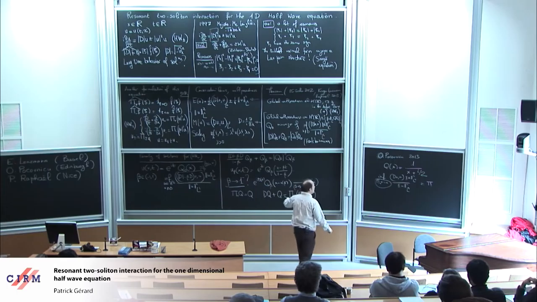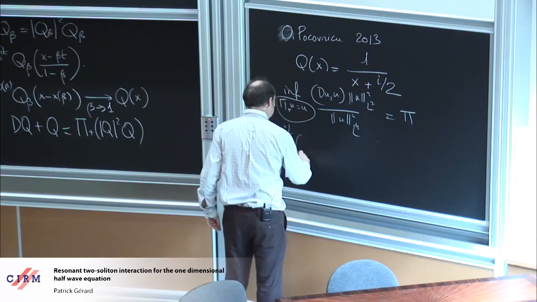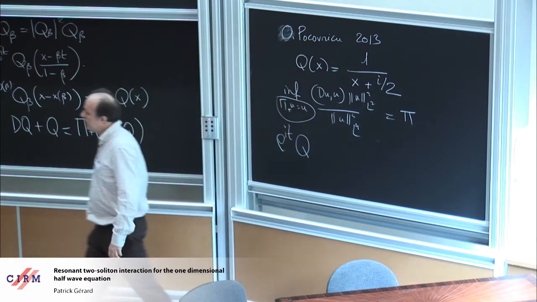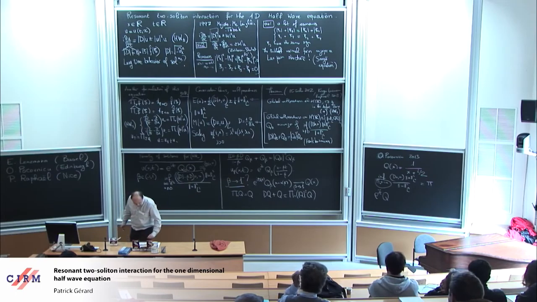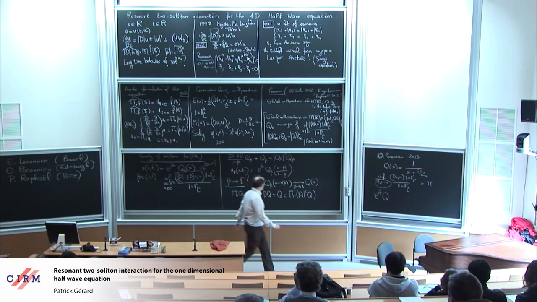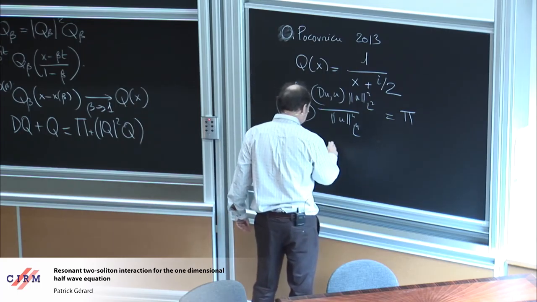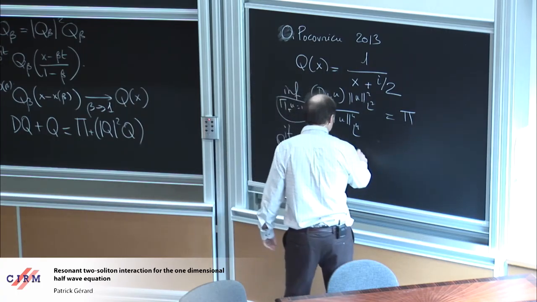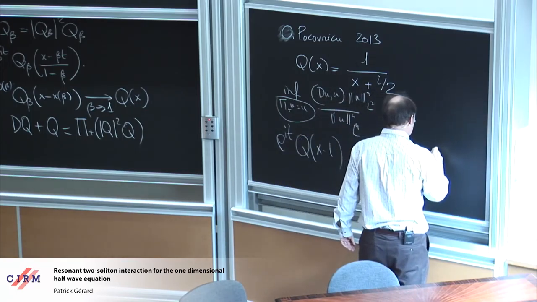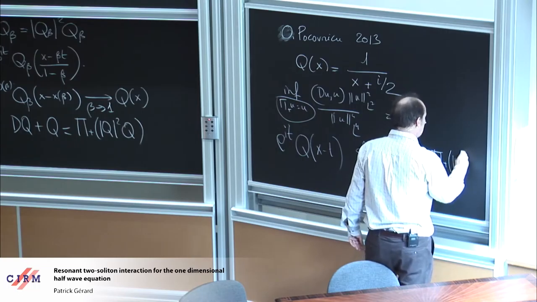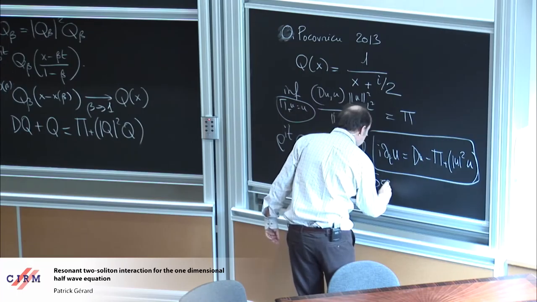So this means that this e^{it} Q(x), I think it's e^{it} Q(x), or maybe Q(x - t), I don't remember, whatever, is a solution to this equation, i∂_t u = |D|u - π_+(|u|²u). So this is the so-called Szegő equation.